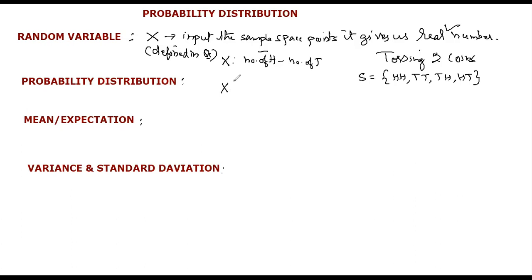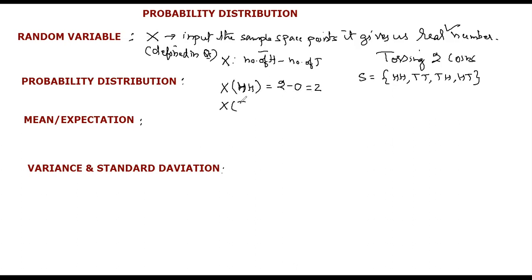So X of head, head: when both are heads, the random variable says the number of heads minus the number of tails. Here how many heads are there? 2, and the number of tails is 0. 2 minus 0 is 2. So the random variable has assigned the value 2. Always the random variable will get some real number, some value. This is not the probability. The random variable is defined in the question.